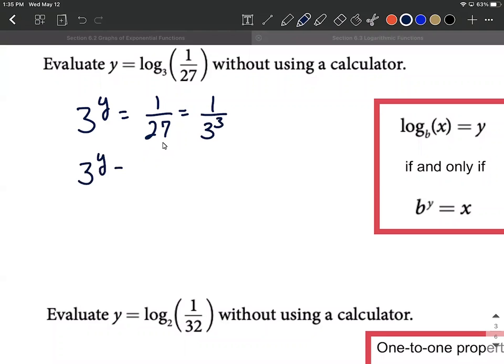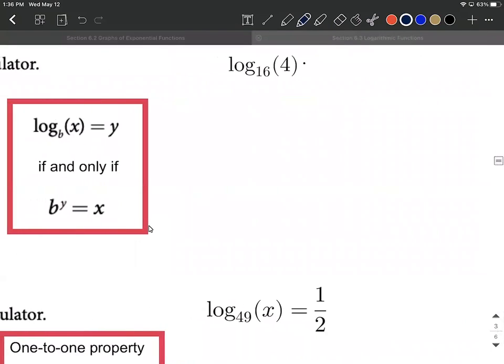The next thing I would probably do is go ahead and rewrite this. I don't want the 3 cubed in the denominator. I would like to move that up to the numerator. So using one of our exponent rules, we can rewrite that with a negative exponent and move this 3 cubed up to the numerator. Now we have the exact same base on both sides. We're allowed to drop these 3's from the bases and set the exponents equal to one another based on that one-to-one property of exponential functions. So we've solved down and we have y equals -3.